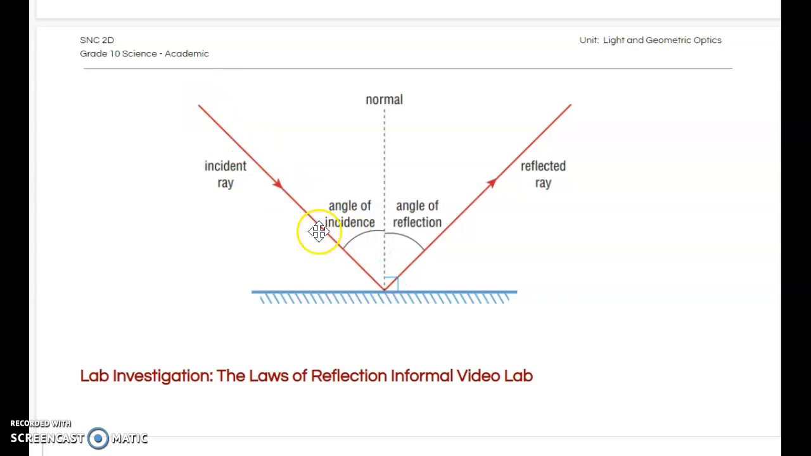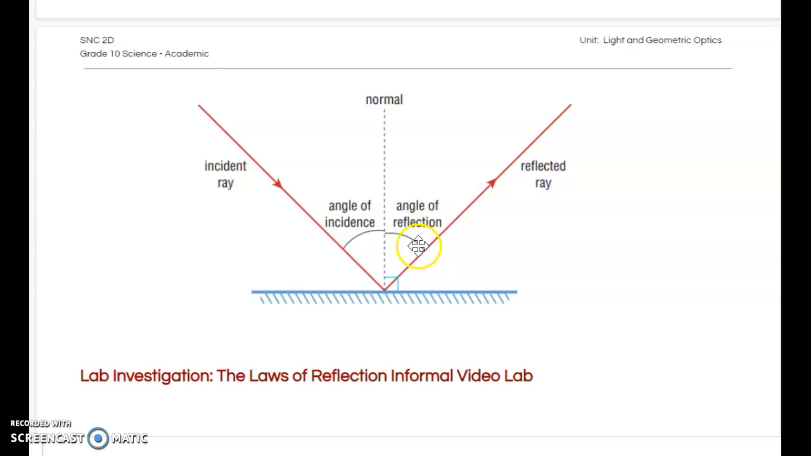The angle at which the incident ray meets the normal is called your angle of incidence. That is the angle between the incident ray and the normal, not the incident ray and the mirror. You need to measure the angle of incidence as the angle between the incident ray and the normal.